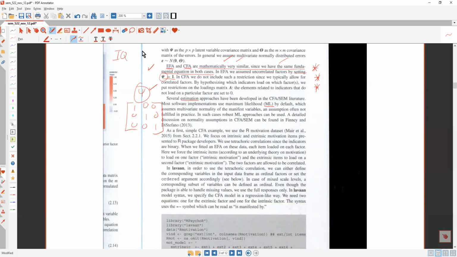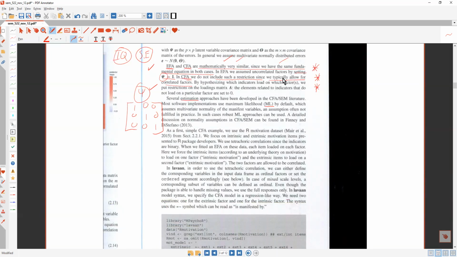Well, what would we want to do? Remember we said IQ and we said self-esteem? If you were to do an exploratory factor analysis and you concluded there's this factor and this factor, the game is over. The story is over. You say, well, I think IQ is related to SE. Well, you've done exploratory factor analysis in SPSS. You're done. It's an orthogonal model. So the first case where CFA is different is that you may not want to include such a restriction, since we typically allow for correlated factors.